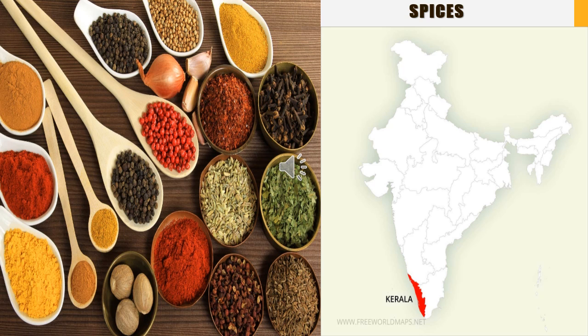So for every crop, remember the leading state, from food crops to horticulture. You have to learn the leading state. In horticulture they didn't mention any state, but for the remaining crops you have to remember the leading state name.